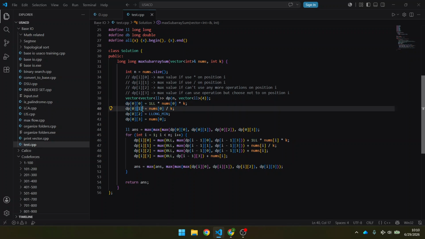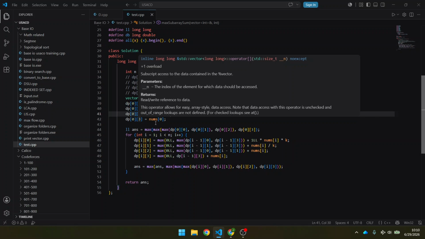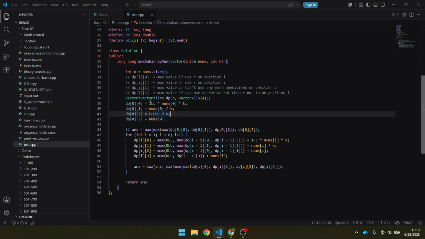dp[0][1] will just be nums[0] divided by k. dp[0][2] is long min because right now it's always possible at the very beginning to use some operation, so I just left it as long min. It doesn't really affect anything though. And then the third case will just be nums[0] because we haven't used any operations yet.